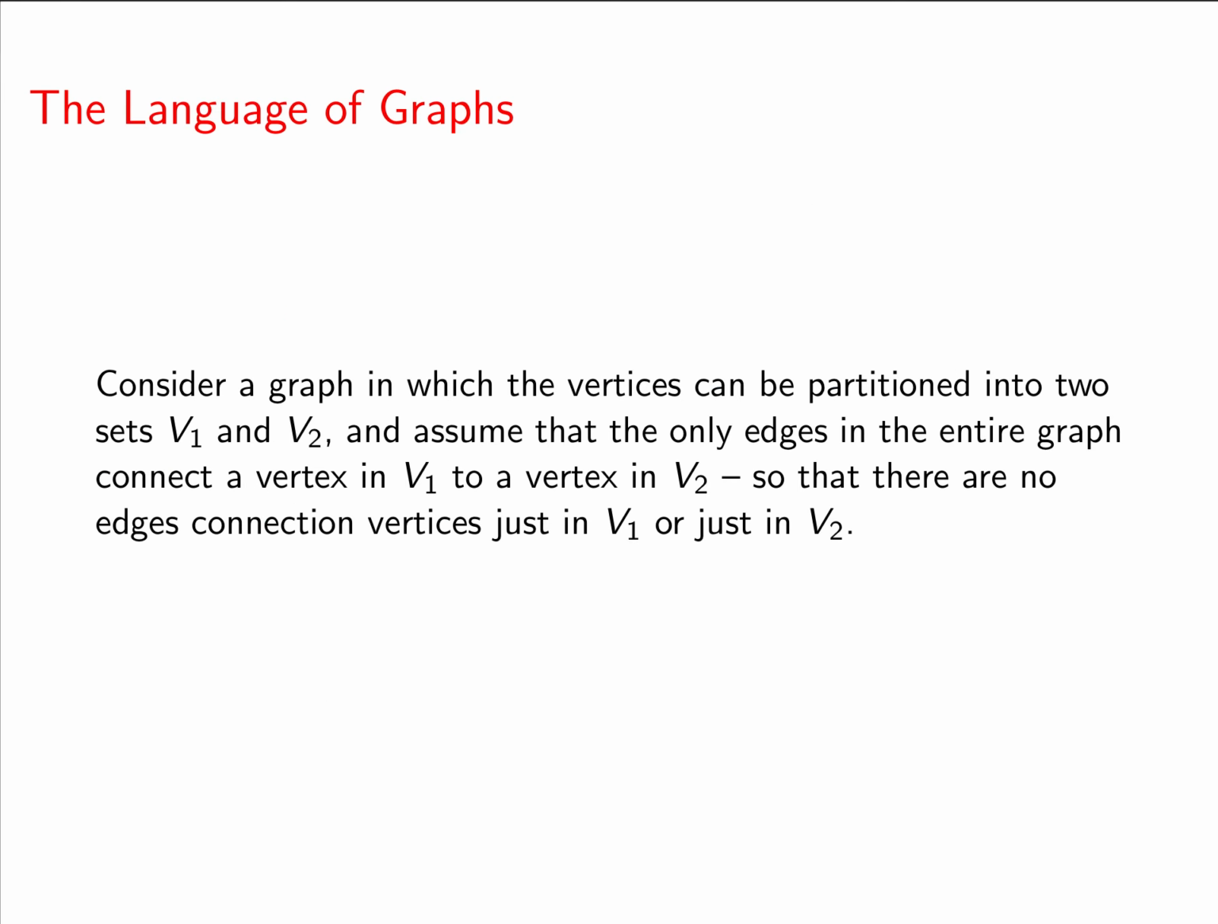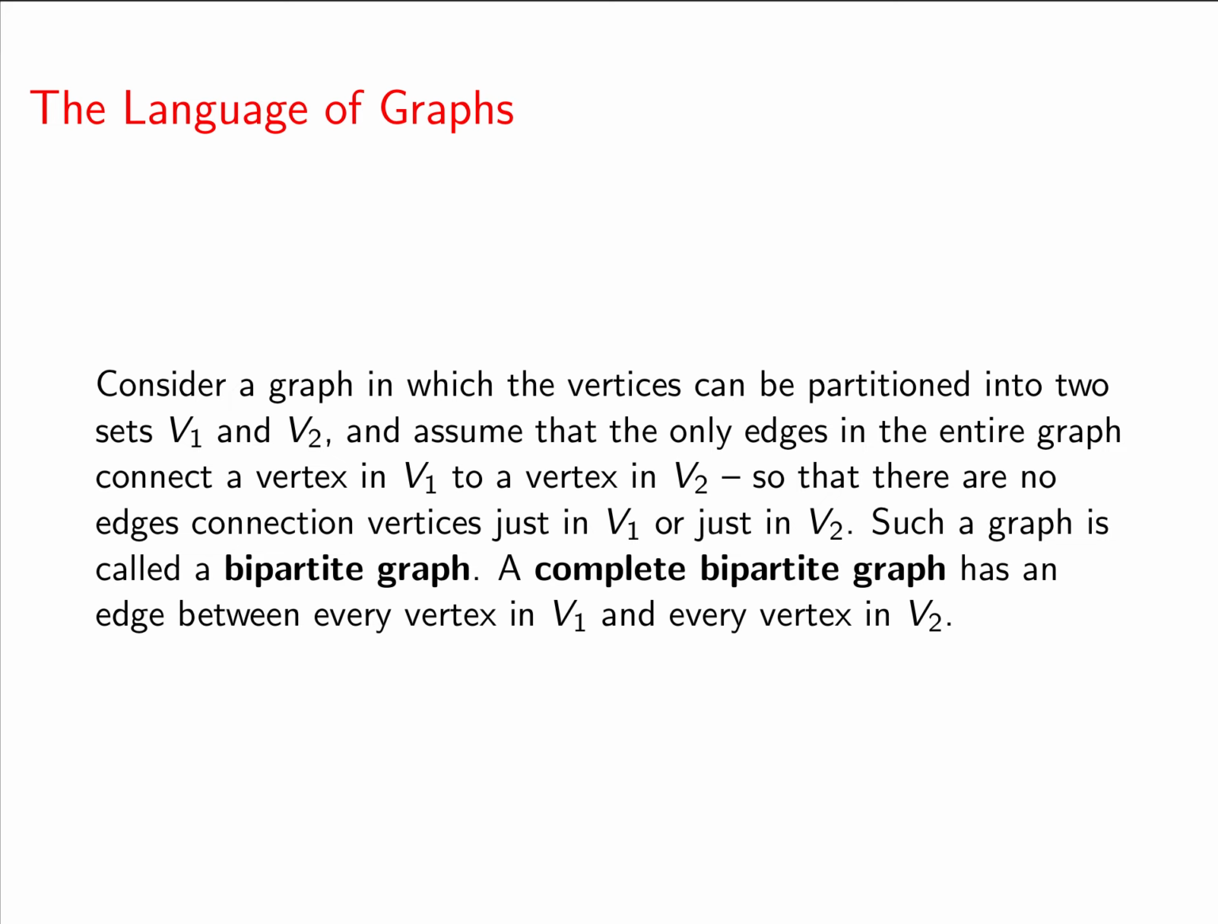The next type of graph we want to talk about is one in which the vertices can be partitioned into two sets, V1 and V2. And let's assume that the only edges in the entire graph connect a vertex in V1 to a vertex in V2, so that there are no edge connections between vertices just in V1 or just in V2. This is called a bipartite graph.